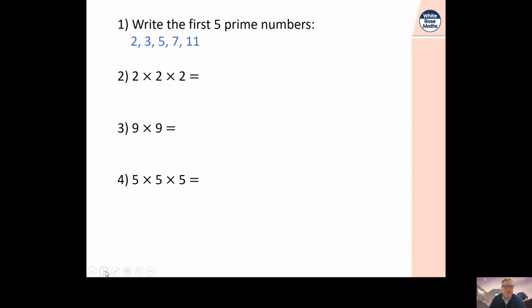Remember that prime numbers only have 2 factors. So 2 times 2 times 2, or 2 cubed. 9 times 9. We were talking recently as a class, and Poppy, you'll remember 9 times 9 is 81. That's the squared number. And then we have another cubed number, 5 times 5 times 5.